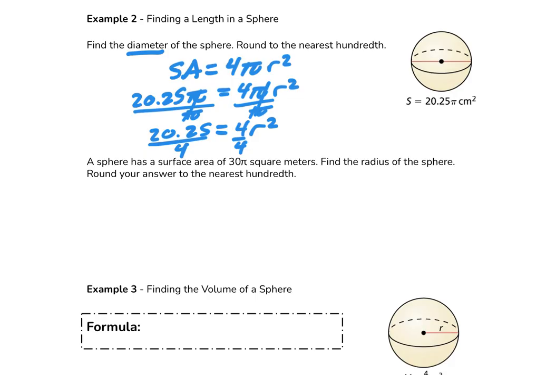What's that give us? Okay. 5.0625. Yep, okay. And I still have r squared over here. So how do I get r by itself? How do I get rid of that square? What's the opposite of squaring something? Square root. Yeah, we just got to take the square root of both sides.